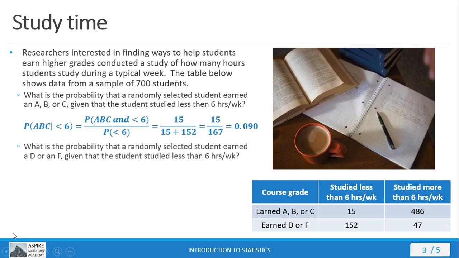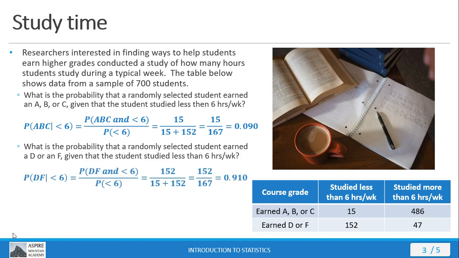Now, what is the probability that a randomly selected student earned a D or an F, given that the student studied less than 6 hours per week? Again, pause the video, work the problem, then come back and we'll see how well you did. Okay, let's see how well you did with this. So the probability that the selected student earns a D or an F, given that he or she studied less than 6 hours a week, comes out this way, and it's going to end up being 91%.